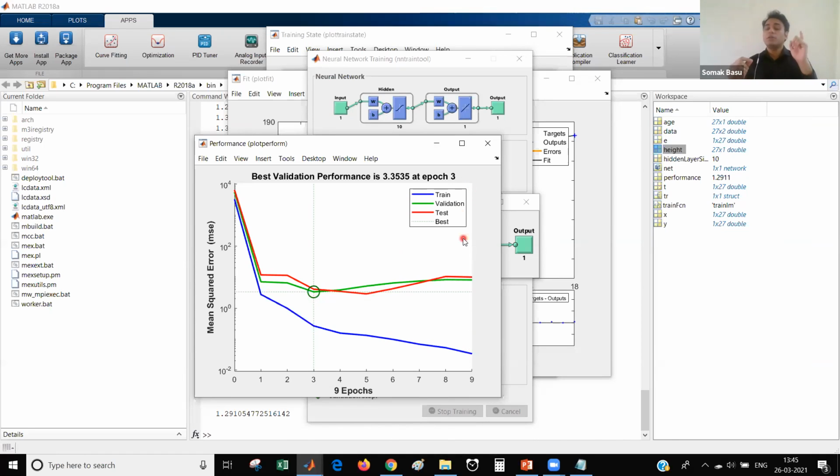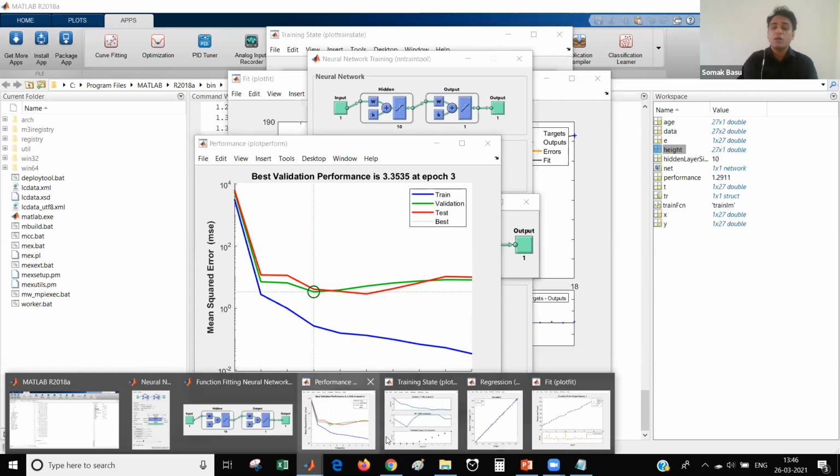So generally, the training stops either when the error becomes stable or the maximum number of iterations which you have decided is over. For example, you may decide the maximum number of iterations to be 1000. So after 1000 iterations, the training has to stop anyway. But before that, if the error becomes stable, we can stop the training. So this is the performance plot.